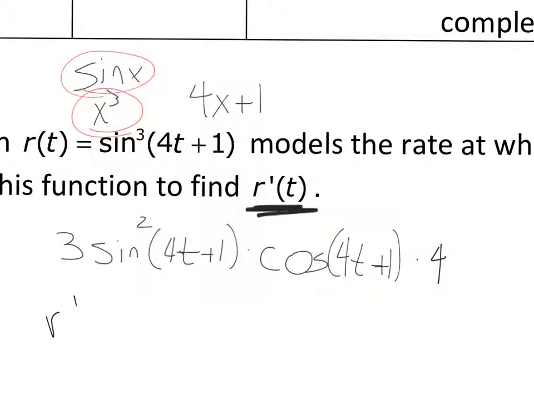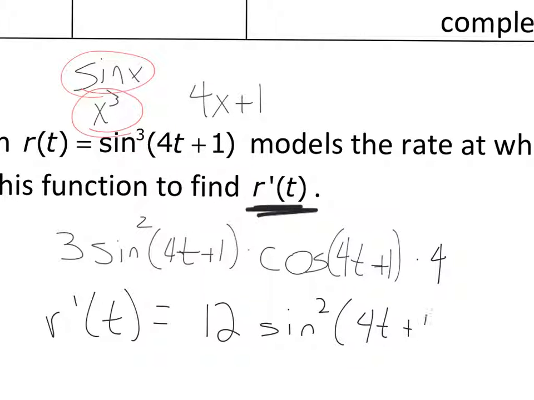In the AP setting, they would show the answer like this. 12 sine squared of 4t plus 1 times cosine of 4t plus 1. Also, the three-function composition is the most common question that they ask when given in the multiple choice setting via the chain rule.